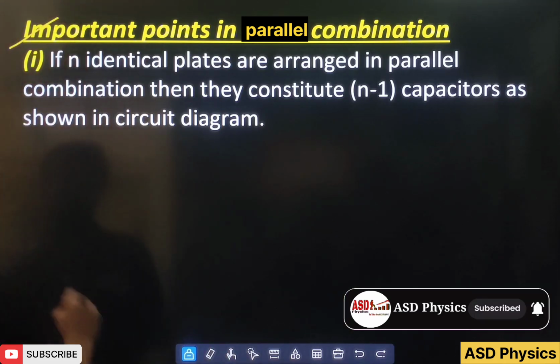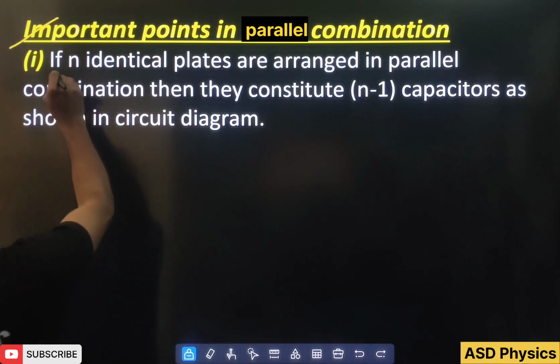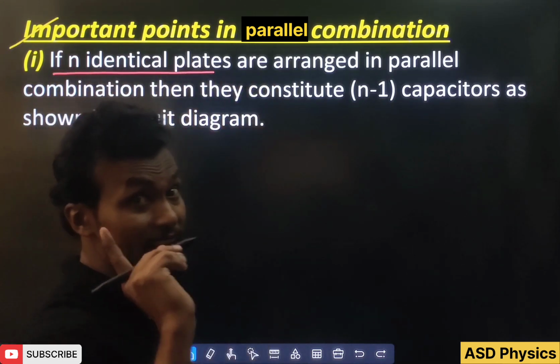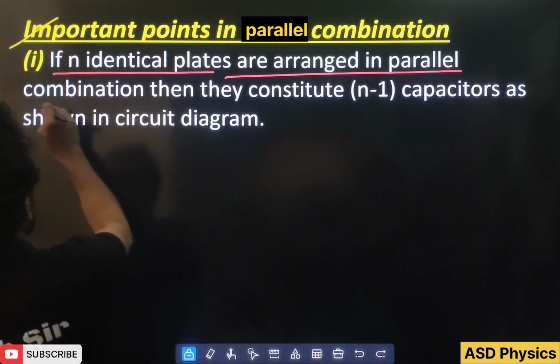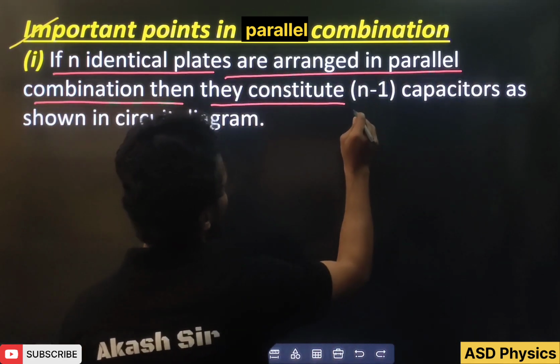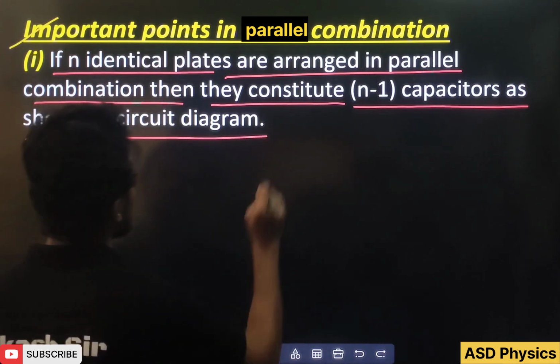Now, some important points. What are the important points? One by one, we are going to see now. If n identical plates, again I am telling, plates, not capacitors, are arranged in parallel combination, then they constitute n minus 1 capacitors as shown in the circuit diagram.